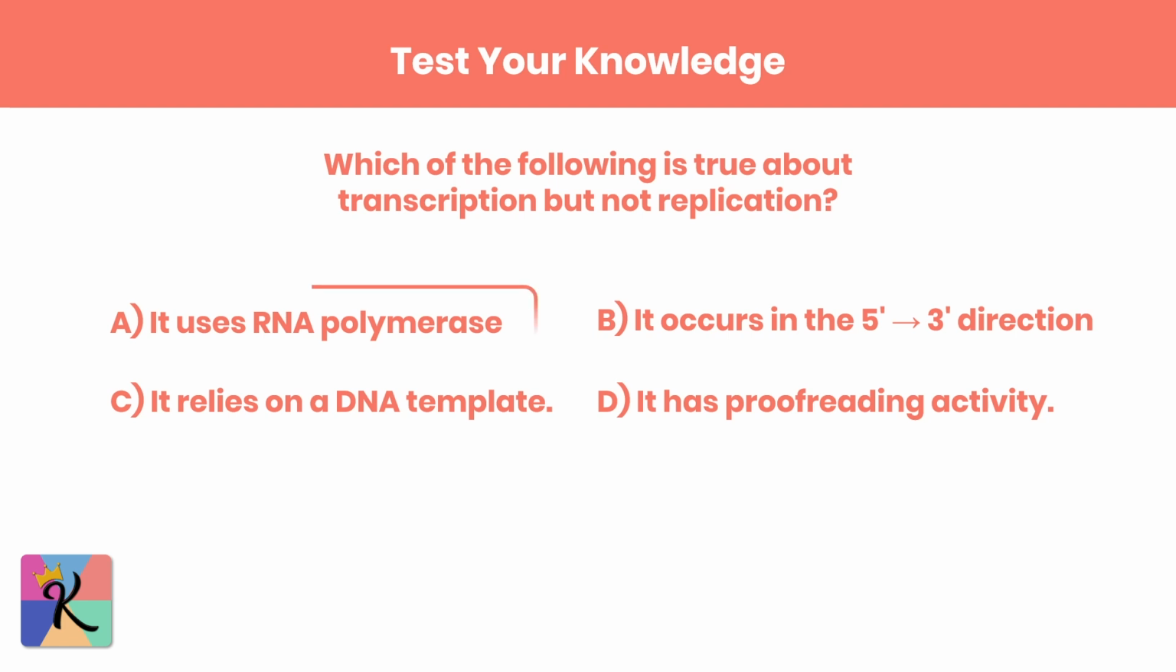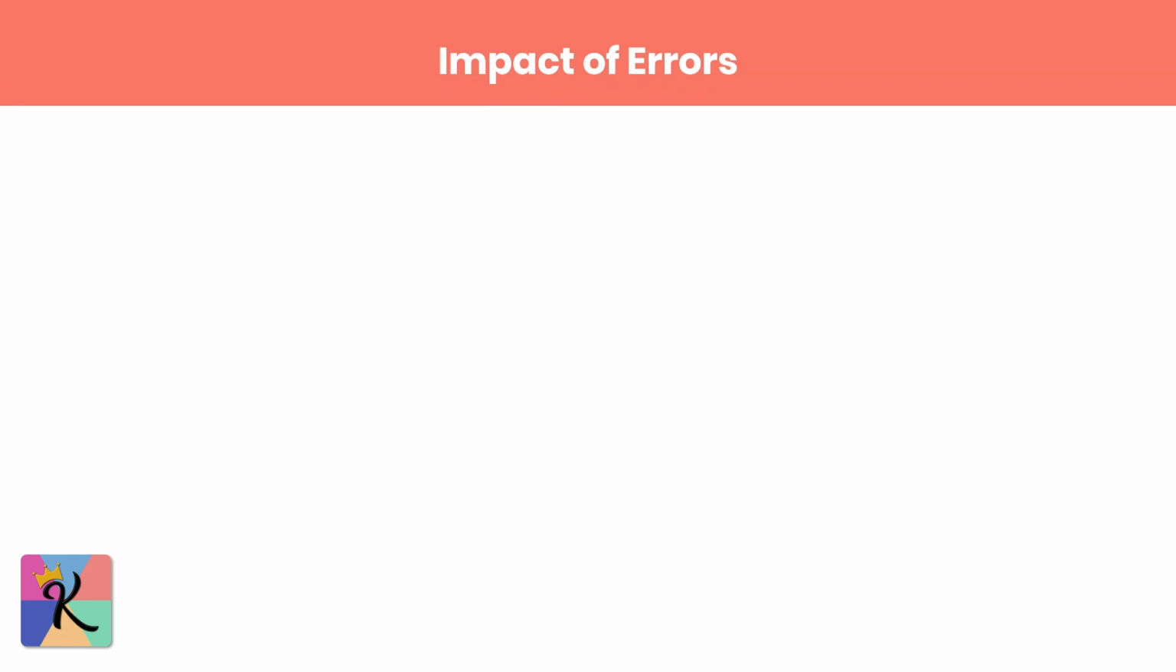The correct answer is A. It uses RNA polymerase. While both processes rely on template-driven synthesis and occur in the 5'-3' direction, only transcription uses RNA polymerase. Errors in replication and transcription have different consequences.